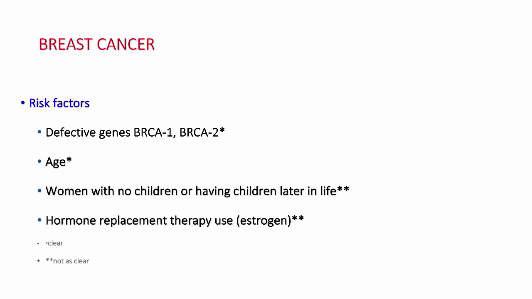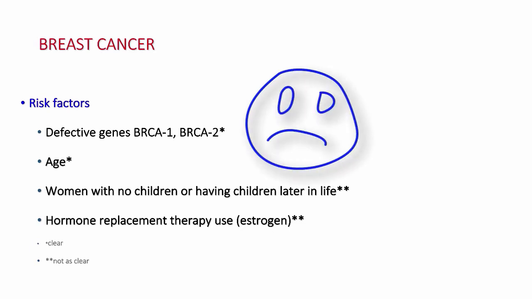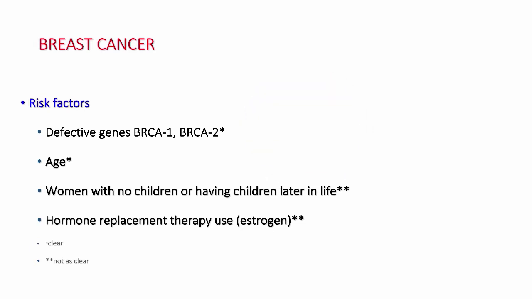Risk factors for breast cancer include mutations or defective BRCA1 and 2 genes, age. Actually, the number one risk factor for breast cancer is being female. I know that doesn't help, but that happens to be the truth. The defective genes and age are pretty clear risk factors for breast cancers. Other risk factors that are not so clear: women with no children or having children later in life, and hormone replacement therapy use. And this is because both involve the hormone estrogen, and estrogen may be related to the development of breast cancer cells.